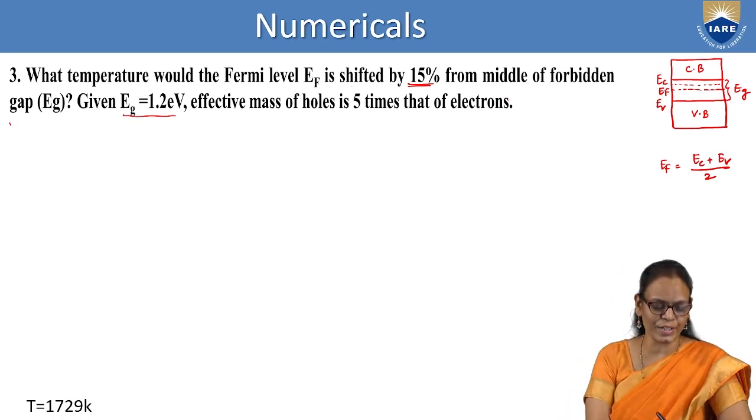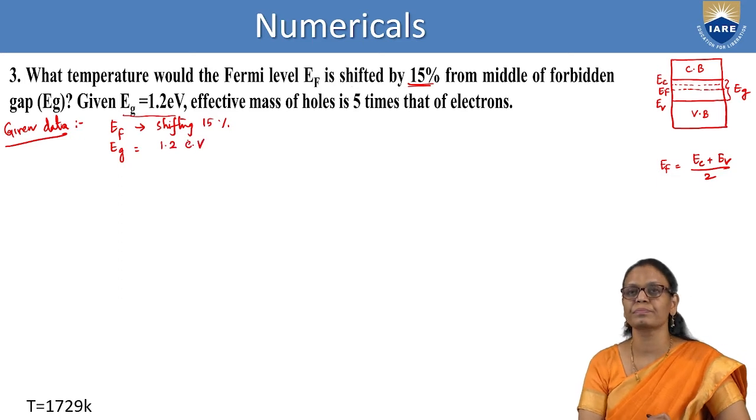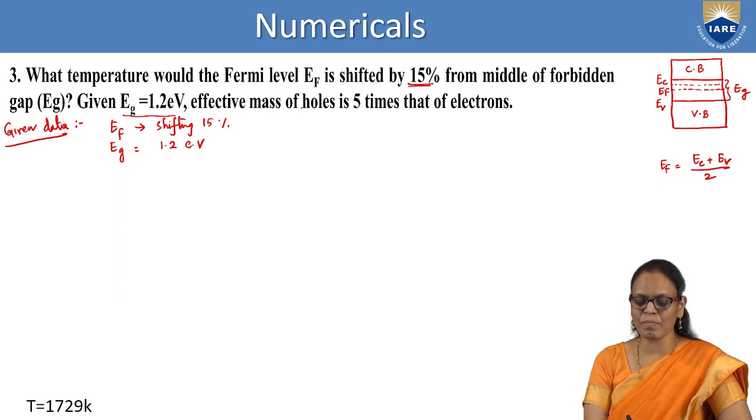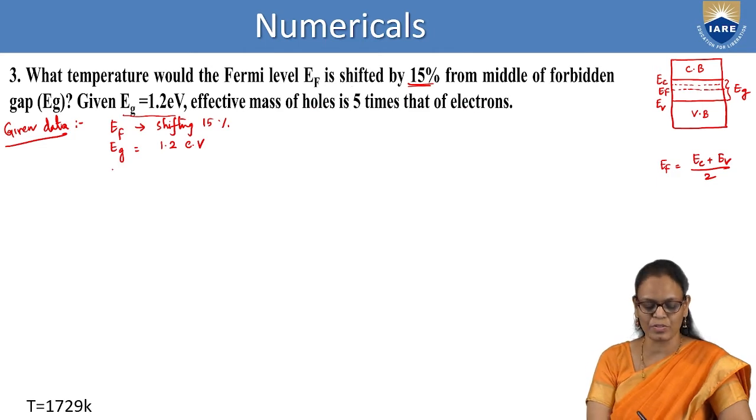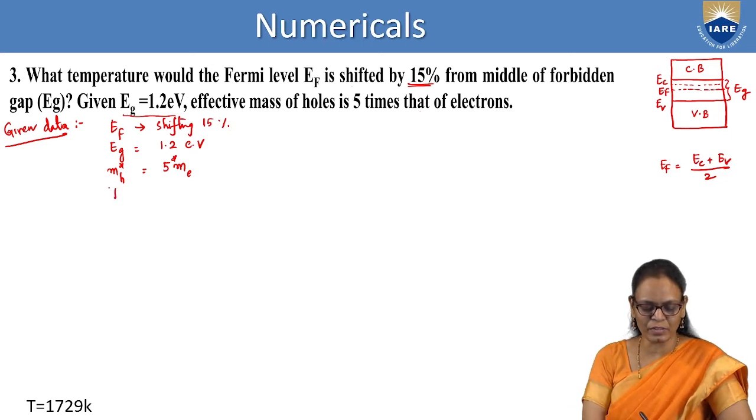So, let us write it very clearly. Given data: EF is shifting by 15%. At what temperature is it shifting? We have to find that. Eg is equal to 1.2 electron volt, and the effective mass of the hole is 5 times that of the electron. So, mH star is equal to 5 times me star. And we have to find the temperature.